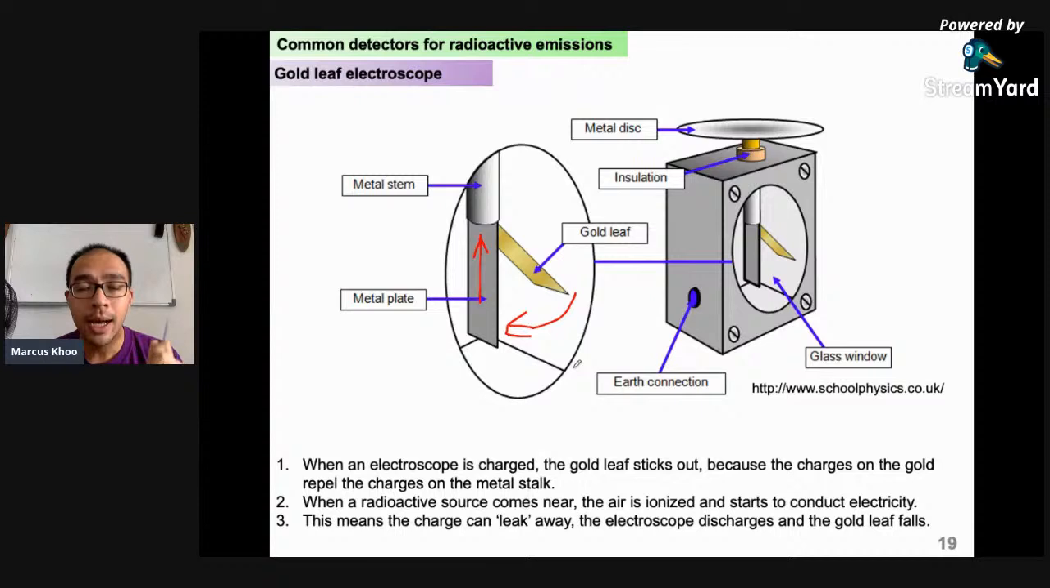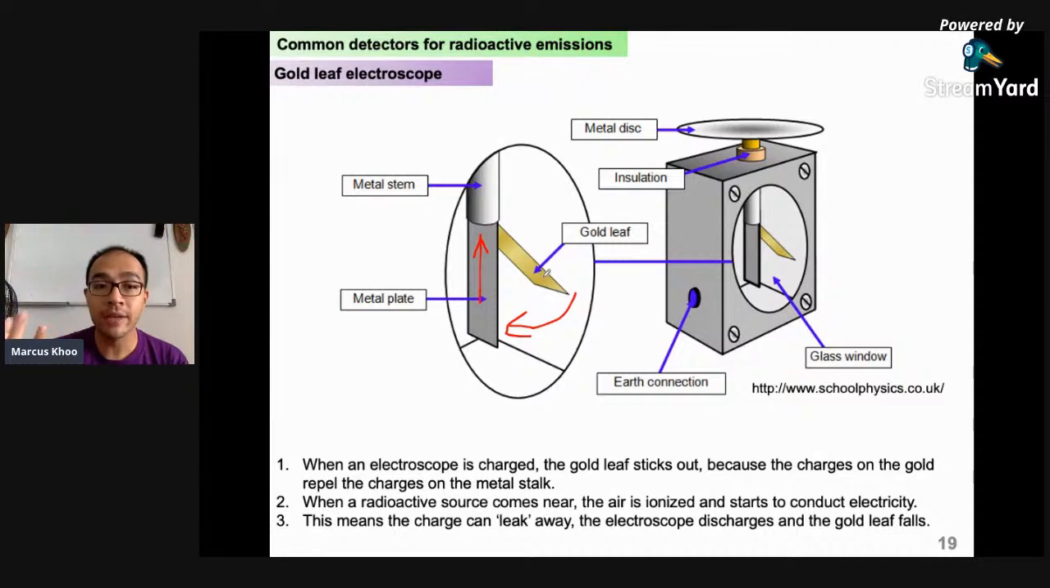But I need to say that the gold leaf electroscope can only detect alpha particles. We will come to that in a while at the end. Not every detector can detect all three. In the case of the gold leaf electroscope, because it mainly works on positive charges, and we know that alpha particle is the only one that emits positive charges, it only detects alpha particles.